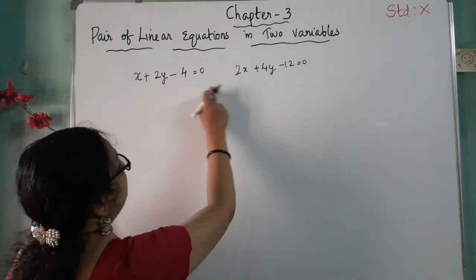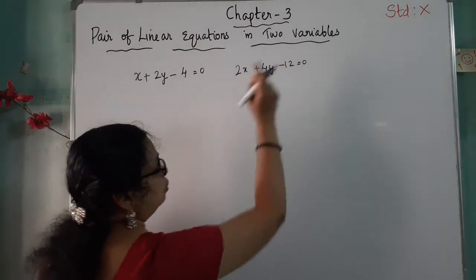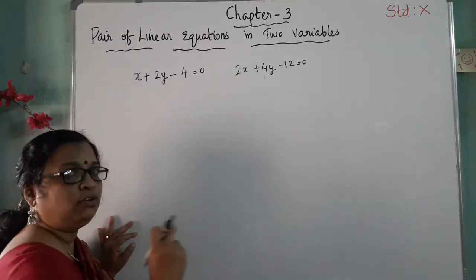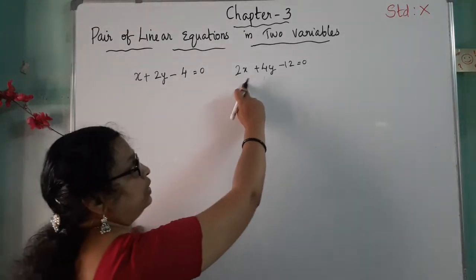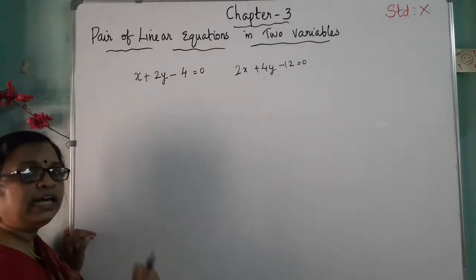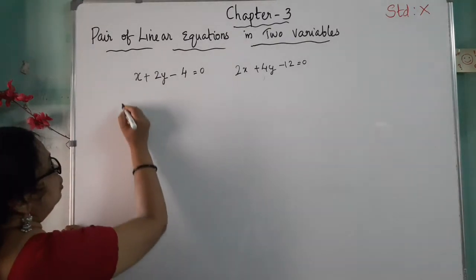For example, two linear equations: x plus 2y minus 4 equal to 0, and 2x plus 4y minus 12 equal to 0. By substituting any values for x, we can find y, and here also, substituting x, we can find y. We can find 2 or 3 points, and plotting those points, we can draw the graph. So first, x plus 2y minus 4 is equal to 0.